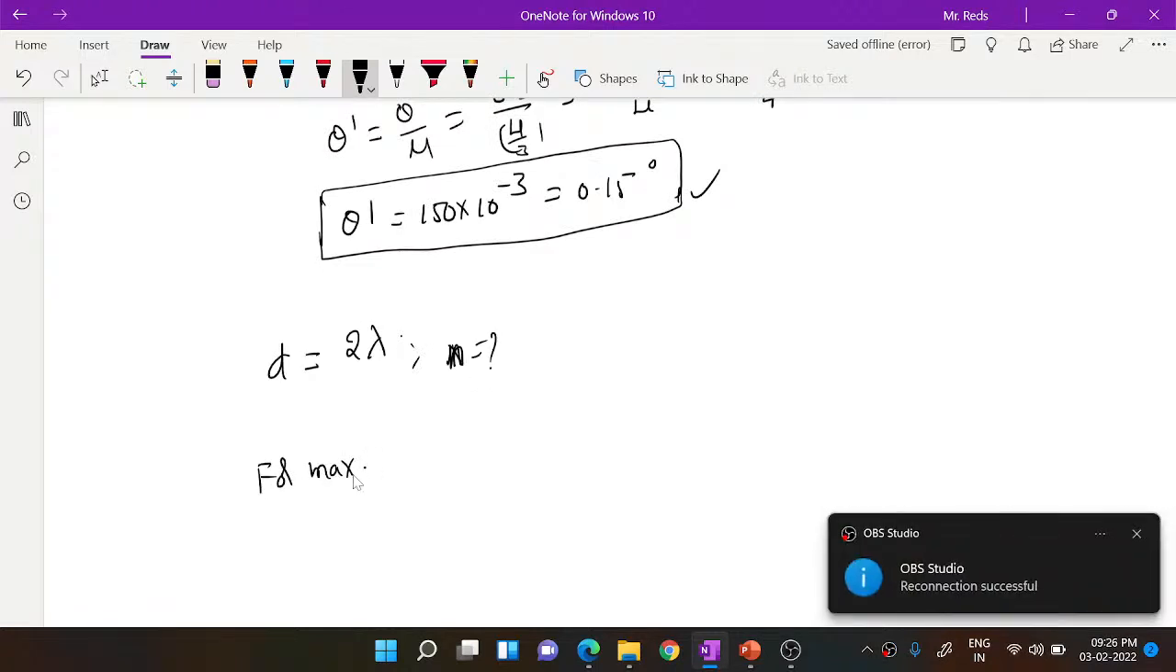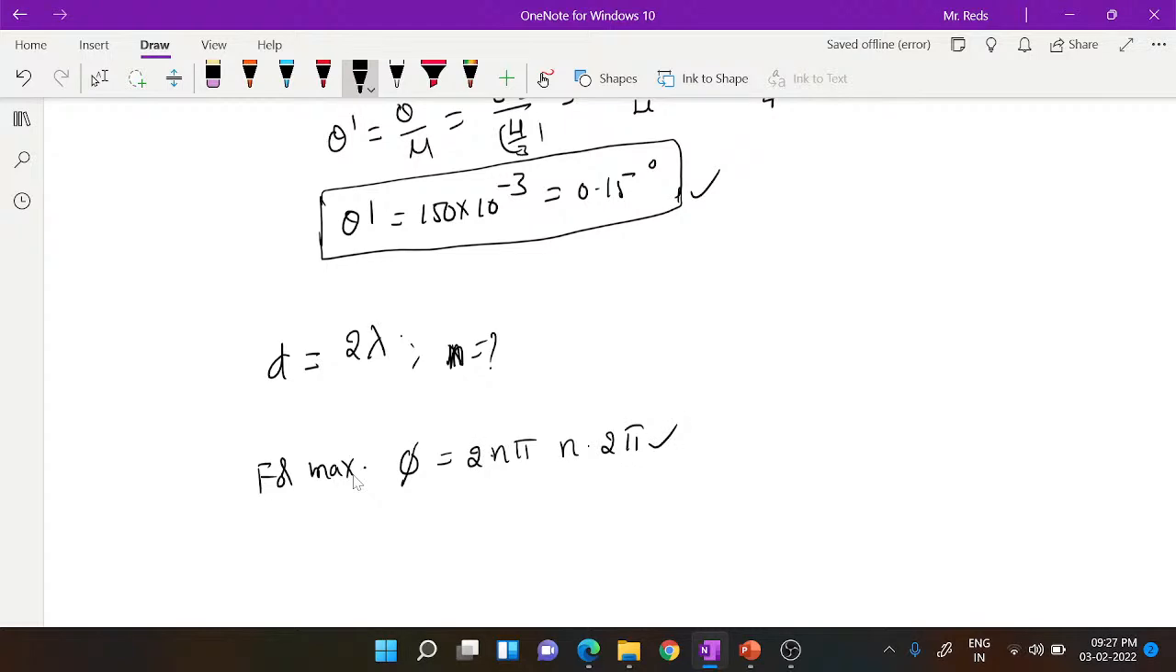For maxima, phase difference should be integral multiple of 2 pi, or 2n pi. Path difference delta x is equal to d sin theta. This should be equal to integral multiple of lambda. If the path difference is 0, 1 lambda, 2 lambda, 3 lambda, we will get constructive interference, bright fringe maxima. For destructive, we will get (2n minus 1) into lambda by 2.